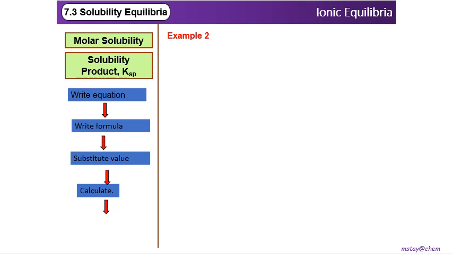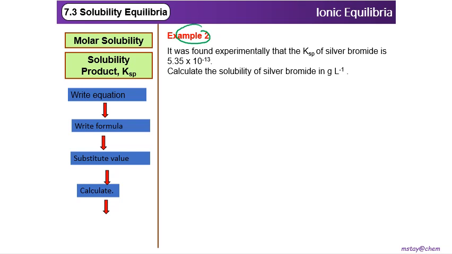Next, go to example 2. It was found that the Ksp value of silver bromide is 5.35 × 10^-13. This time we are given the Ksp value, and we need to find the solubility in gram per liter. Indirectly, because we are given the Ksp value, we are able to determine the molar solubility. The unit for the molar solubility is mole per liter.